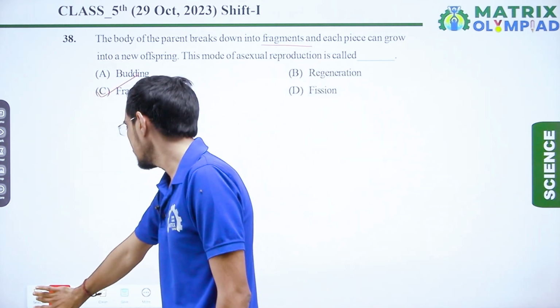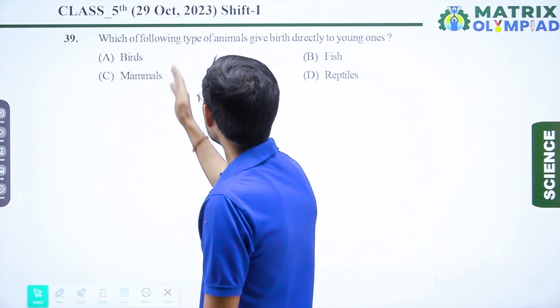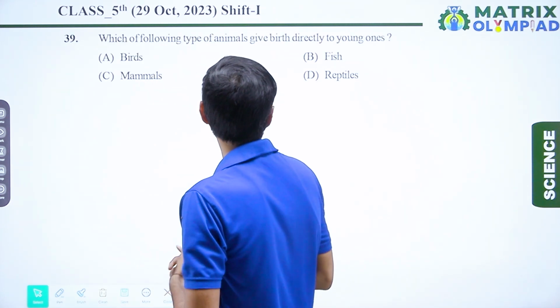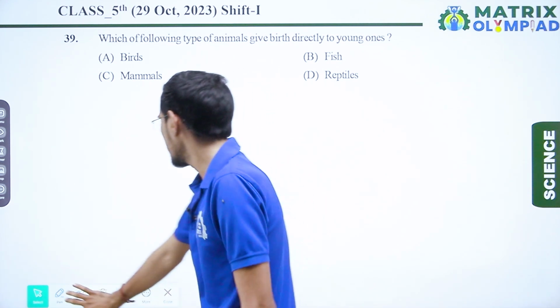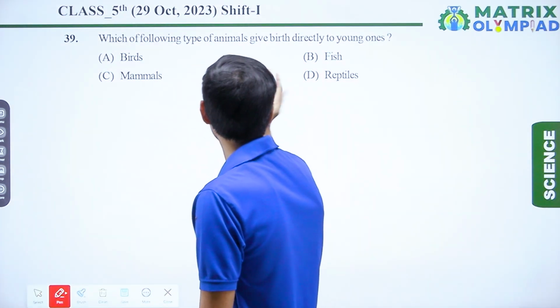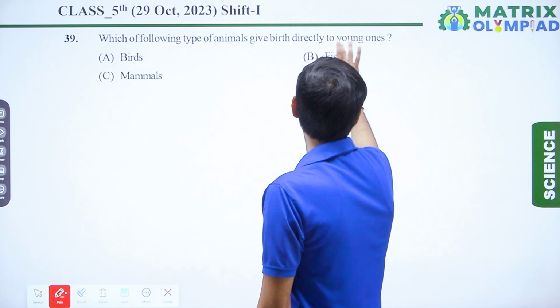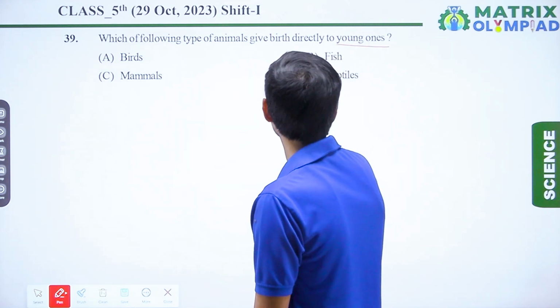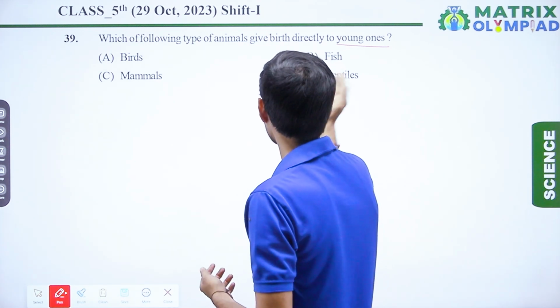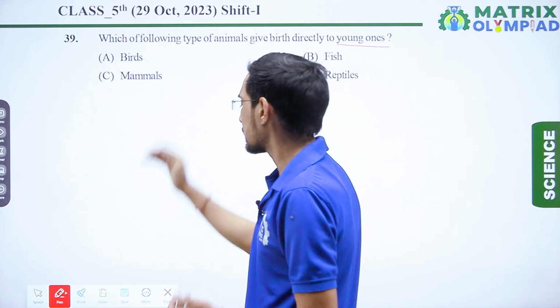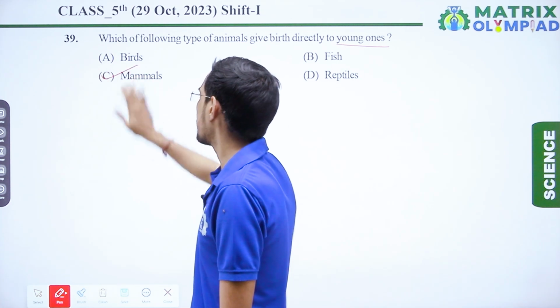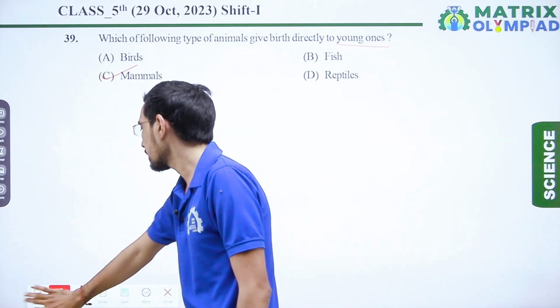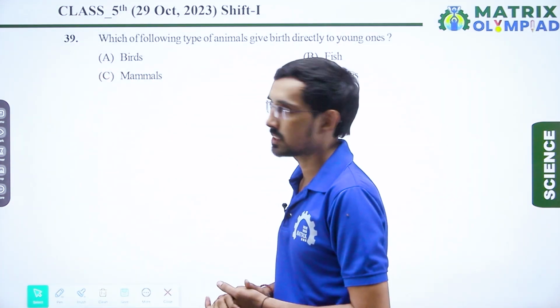Next question is, which of the following type of animals give birth directly to young ones? Those animals which give birth to young ones are known as viviparous. And as we know that birds are oviparous, fishes are also oviparous, reptiles are oviparous. So correct answer will be option C, mammals. And human beings are also included in mammals.